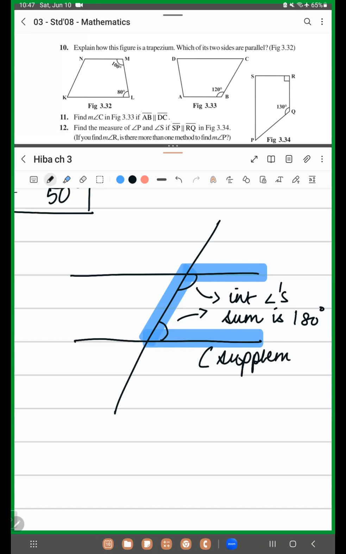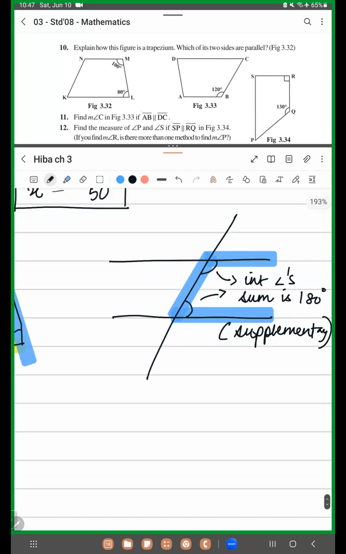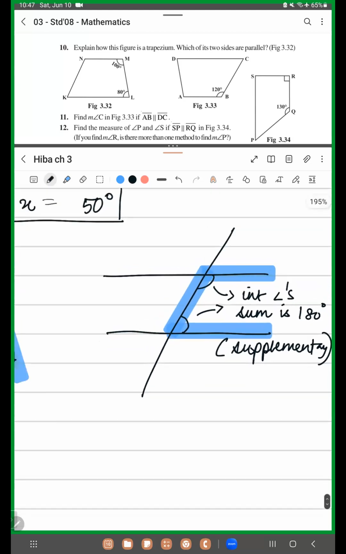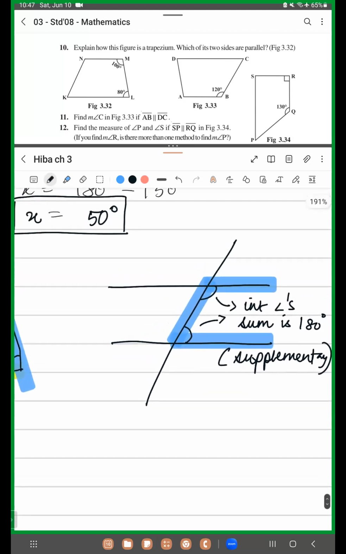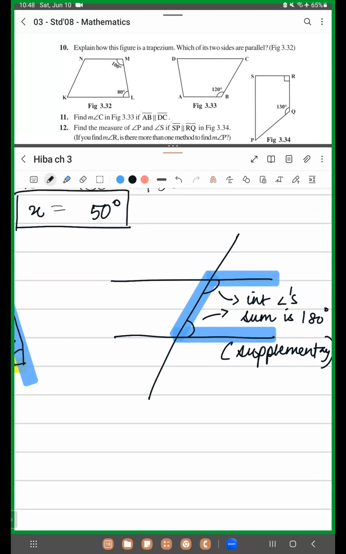But how are they supplementary? Hiba, don't you remember from 7th grade? Go and revise your 7th grade lines and angles chapter. That chapter is very important for this quadrilaterals chapter that you have. But can you just show how they form 180 degrees? Okay, see.